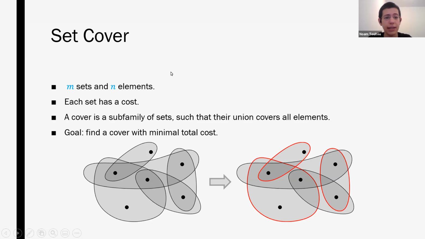In the offline set cover problem, you are given a universe of M sets and N elements with costs to the sets. A cover is some subfamily of those sets, such that the union over all the sets covers all of the elements. The goal in the offline set cover problem is to find a cover with minimal total cost. So here in the figure, you have some universe of elements and sets, and the cover is outlined in red.